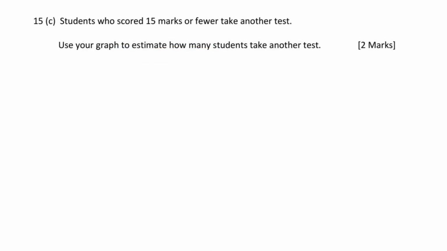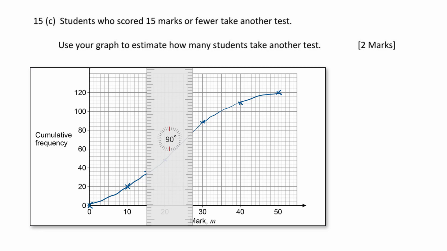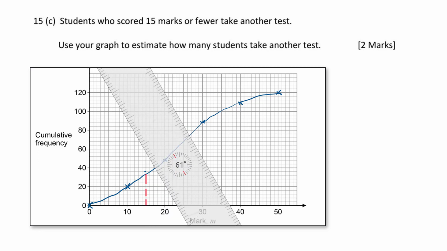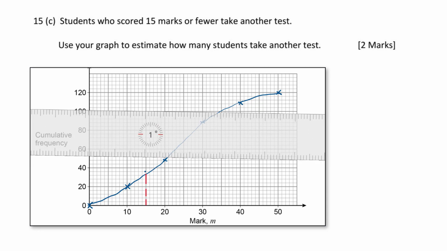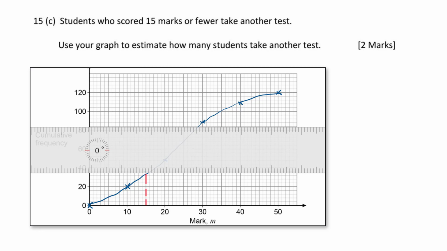What's next? Part C says students who scored 15 marks or fewer take another test. Use your graph to estimate how many students took another test. Well, 15 marks. So 15 marks is here. Just going to put the ruler on 15. And I'm going to draw up to the curve. And I'm going to change direction. And I'm going to draw across to the axes.